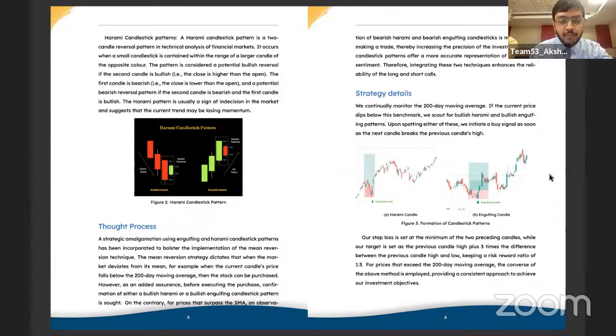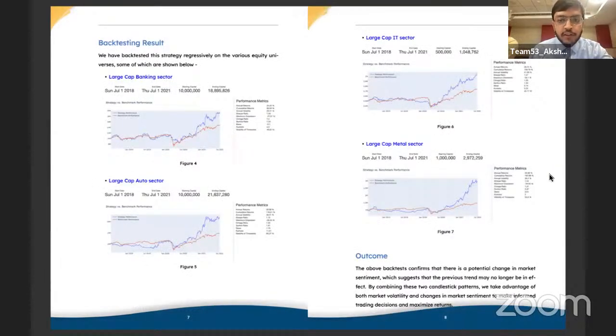Now coming to the backtesting results we got. We have backtested our strategy on four major large cap sectors in the Indian market, which are the banking sector, auto sector, IT sector, and the metal sector. From the backtesting graphs, as you can see in the performance metrics, it is quite clear that our strategy is giving somewhat better results than the benchmark performance in all of these sectors.